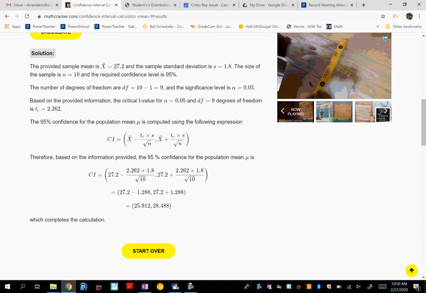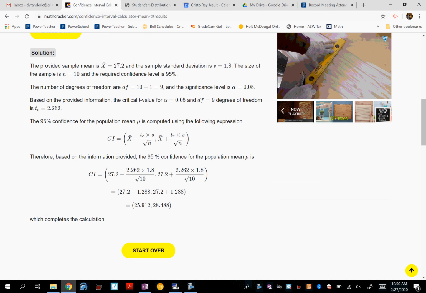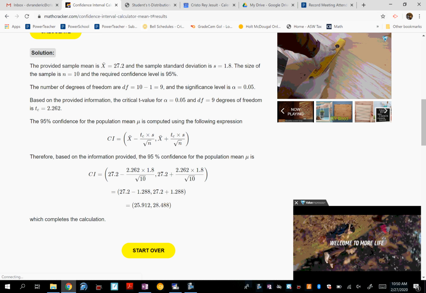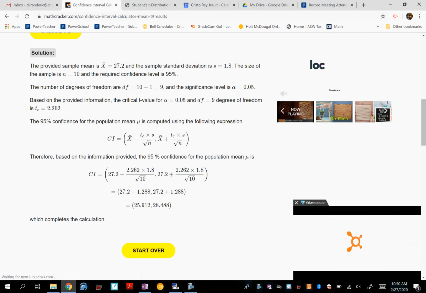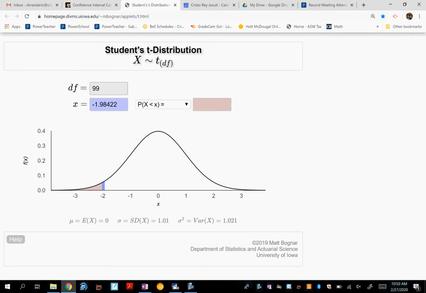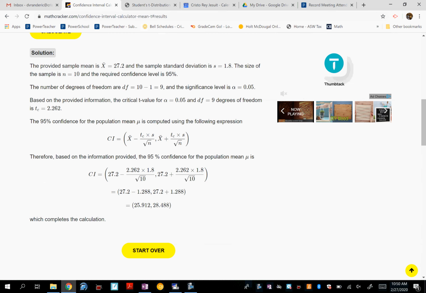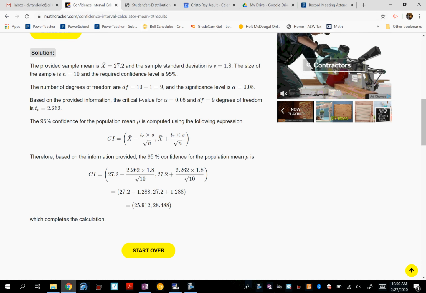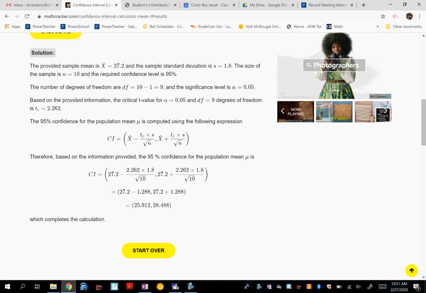All right, we got it. Okay. Now, what I really like about this, and what some of you are going to really like about this, is that it gives you the T critical value. Remember how I used this applet to calculate the T critical value? It's not this, I changed it, but like the 2.262, remember that number? That is given to you in the solution. So that's really nice. If you're struggling with that, it's in the solution, okay?